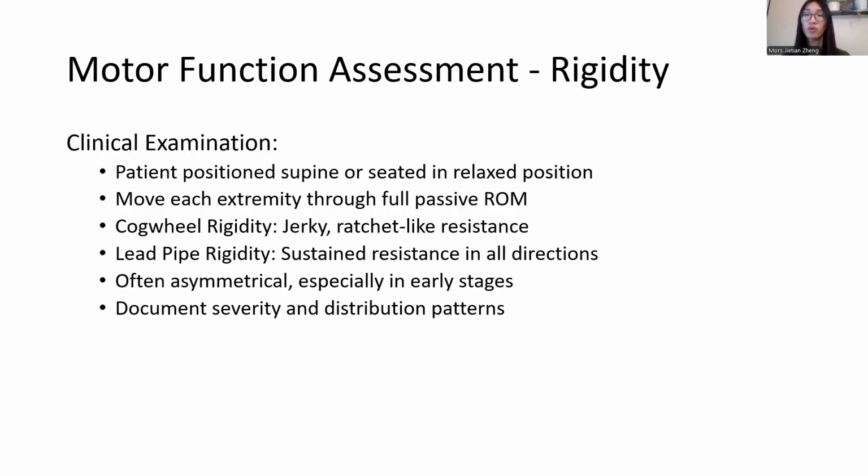It's important to remember that rigidity is often asymmetrical, especially in early stages of the disease. We need to document both the severity and the distribution patterns, noting which body segments are affected and how these change throughout the time of the day or medication cycle. Significant trunk rigidity should alert us to expect deficits in functional mobility and postural reactions.